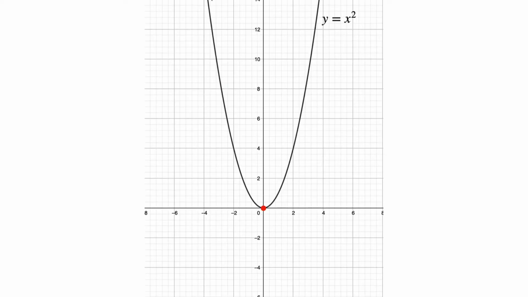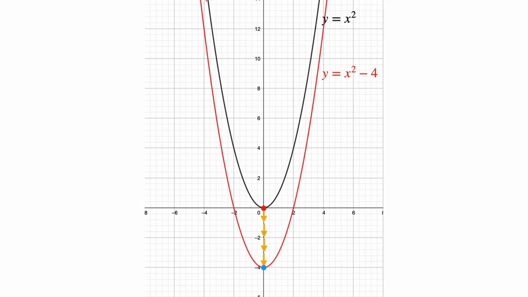Here is our standard parabola, y is equal to x squared. And now let's say that I want to plot the parabola y is equal to x squared -4. Well, this is simple. You simply move this entire curve 4 steps down. So it's a kind of translation. You move this entire line 4 steps down.